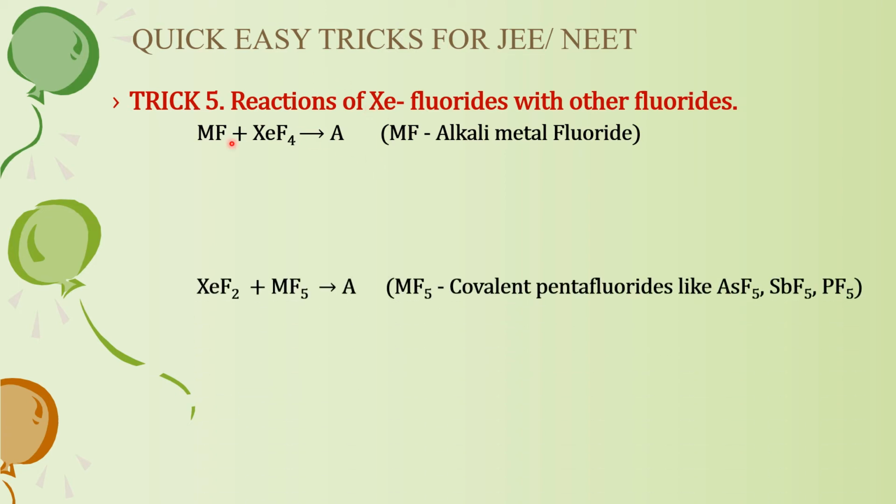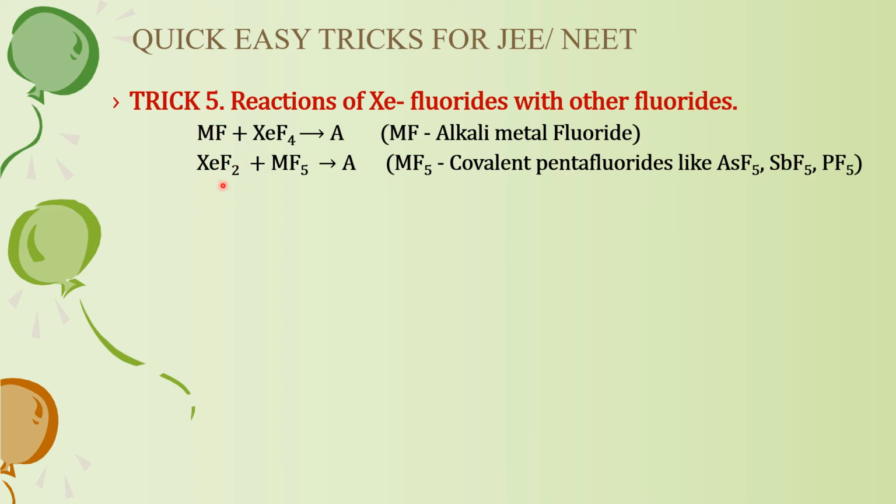And the next is when a xenon fluoride again will be given to you, but this will be reacting with MF5, where MF5 is a covalent pentafluoride. For example, it can be AsF5, SbF5, PF5. So it will be reacting with a covalent pentafluoride, and you have to tell again what is the product that is formed. Okay, so you just have to identify what is the fluoride that is reacting with the xenon fluoride. Either it is an alkali metal fluoride or it is a covalent pentafluoride.